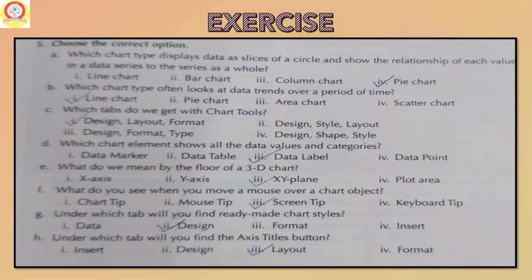F1, what do you see when you move a mouse over a chart object? One chart tip, two mouse tip, three screen tip, four keyboard tip. That is three, screen tip. G1, under which tab will you find ready-made chart styles? One data, two design, three format, four insert. So it's two, design. H1, under which tab will you find the axis title button? One insert, two design, three layout, four format. That is three, layout.